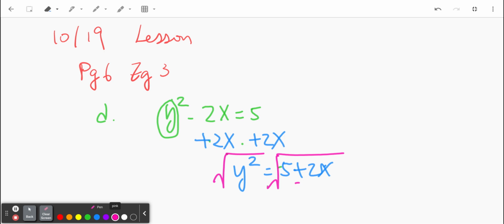I'm solving for y. If you have an equation and you want to see if it's a function, you have to solve for y. But whenever you square root something, you're always going to get a plus and minus, so two answers. Let's take a look at this answer: y equals plus and minus the square root of 5 plus 2x.